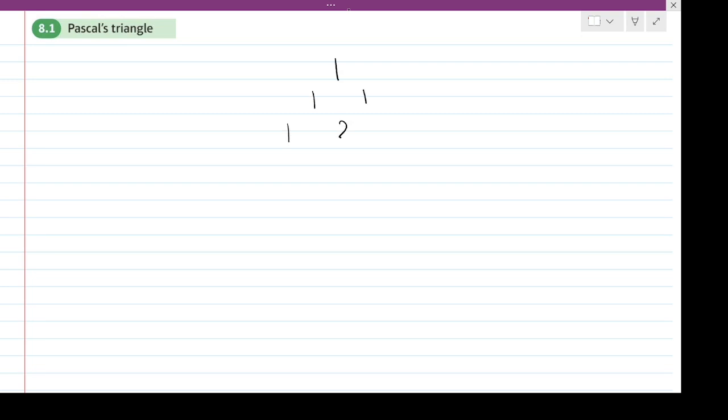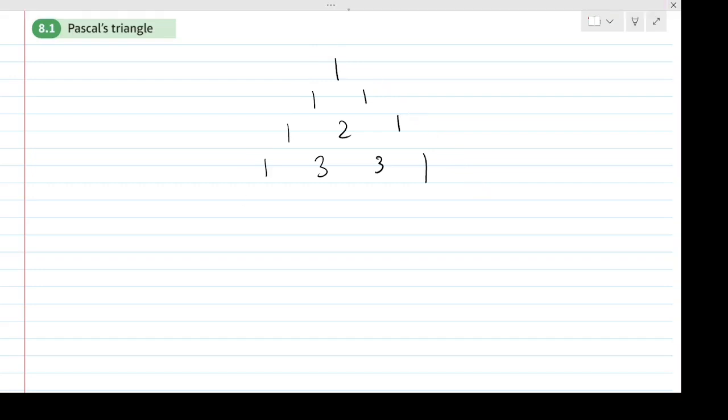Okay, let me write down these numbers. So we have 1, then we have 1, 1, then we have 1, 2, 1, we have 1, 3, 3, 1. Okay, why am I writing this? Well, this is Pascal's triangle, because the numbers are kind of like a form of triangle, right? And there's a pattern to it.